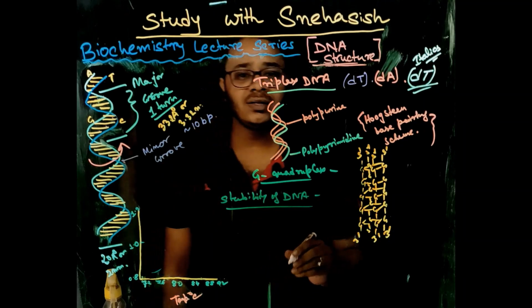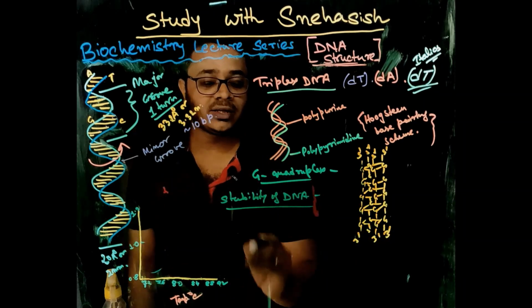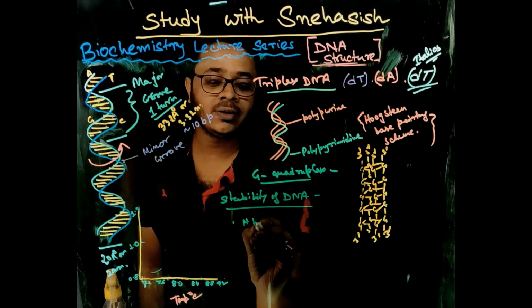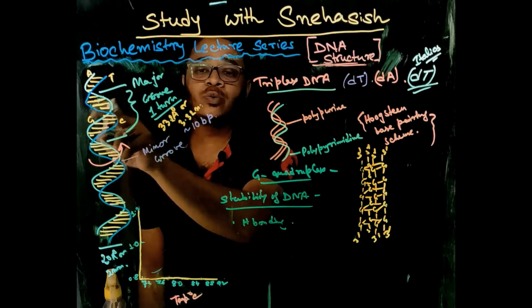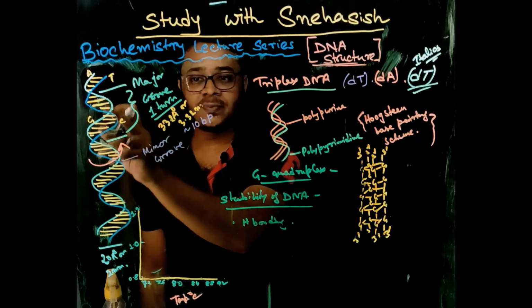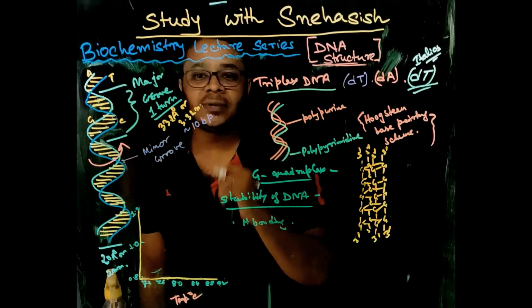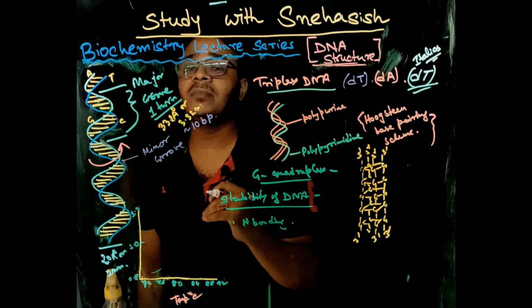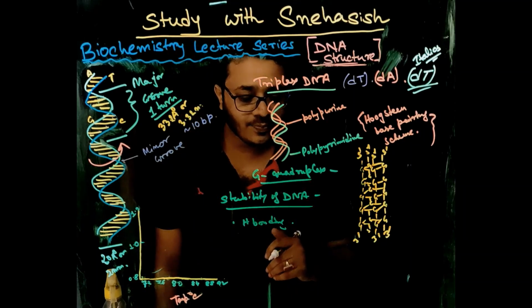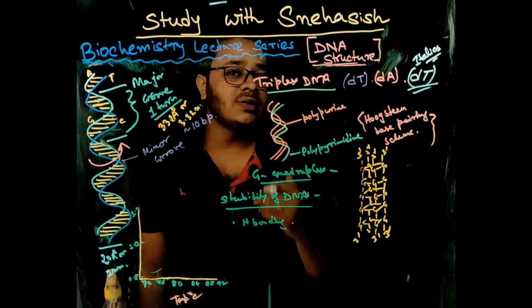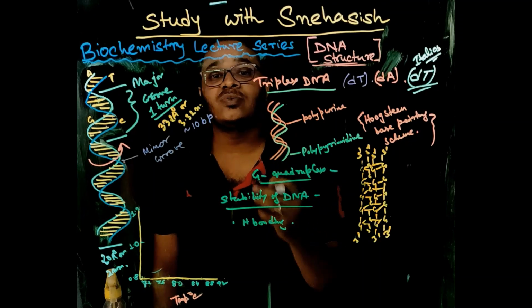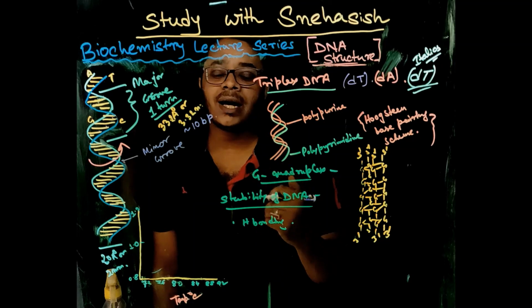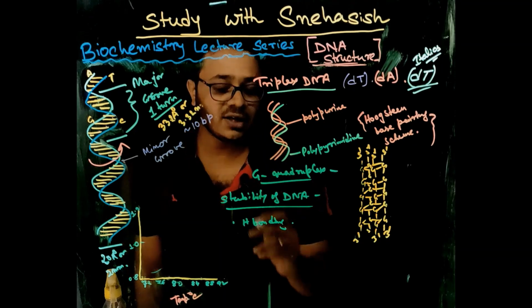What factors affect DNA stability? First, hydrogen bonding. Hydrogen bonding between the bases or base pairs leads to stability of DNA. More hydrogen bonding means more stable DNA. More GC in the DNA means more hydrogen bonds, because GC base pairs with 3 hydrogen bonds. So more hydrogen bonds mean more stable DNA.